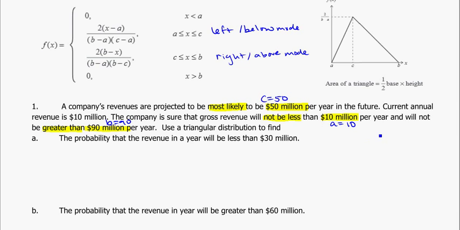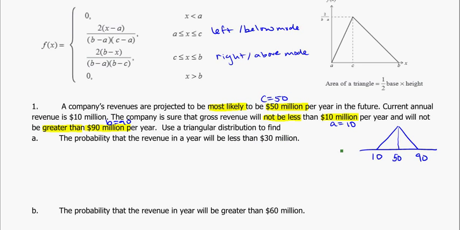So if I sketch myself up a little diagram here, I don't know exactly where to put things, but I can just do it roughly. I know that 10 is my minimum, 90 is my maximum, and 50 is my mode. So that's at the peak. And they're telling me I can use a triangular distribution, but I might have assumed it, given that they've given me a minimum, a maximum, and a mode.